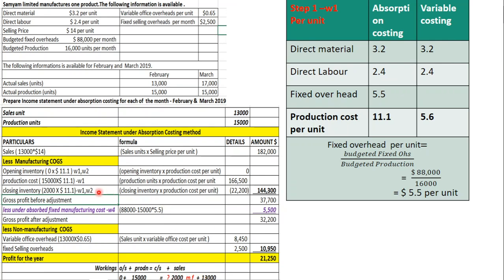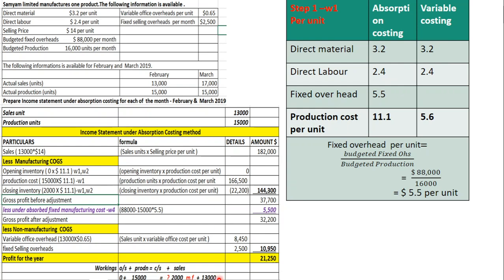So this data we'll be putting up here. Opening stock, we have 0, that you multiply with the production cost per unit, which we just solved. Production units, we have 15,000. You can look up here or you can look down here, it's the same thing. 15,000 into 11.11 production cost per unit.